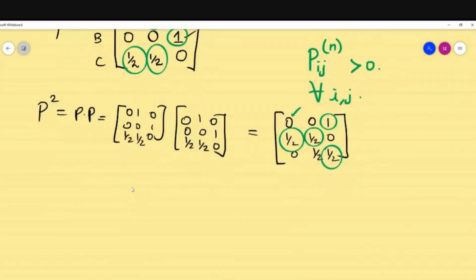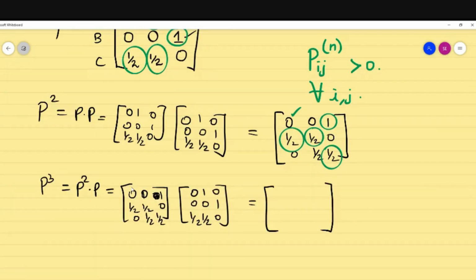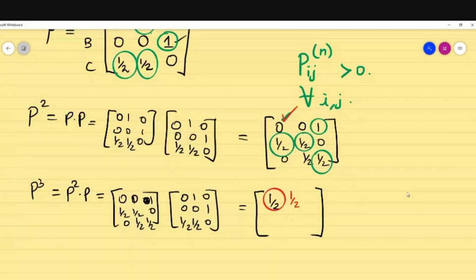So let us proceed further. Let's go for P cube. We can take P square into P. Now in P square, what happened? You get 1 by 2 here. This is the only remaining element which is 0 in the first 2 steps. You see, in both of the first 2 steps, this is the only element that commonly stays 0. The other elements become non-zero. So now it is done. 1 by 2, 0, 1 by 2, 1 by 2, 0, 1 by 4, 1 by 4, 1 by 2. So this is enough, truly irreducible.